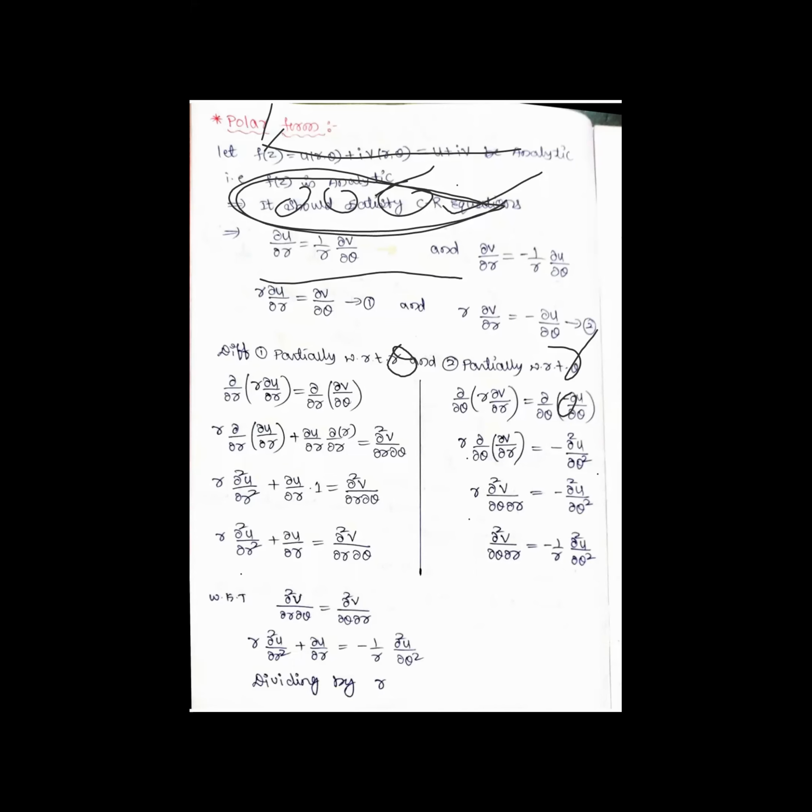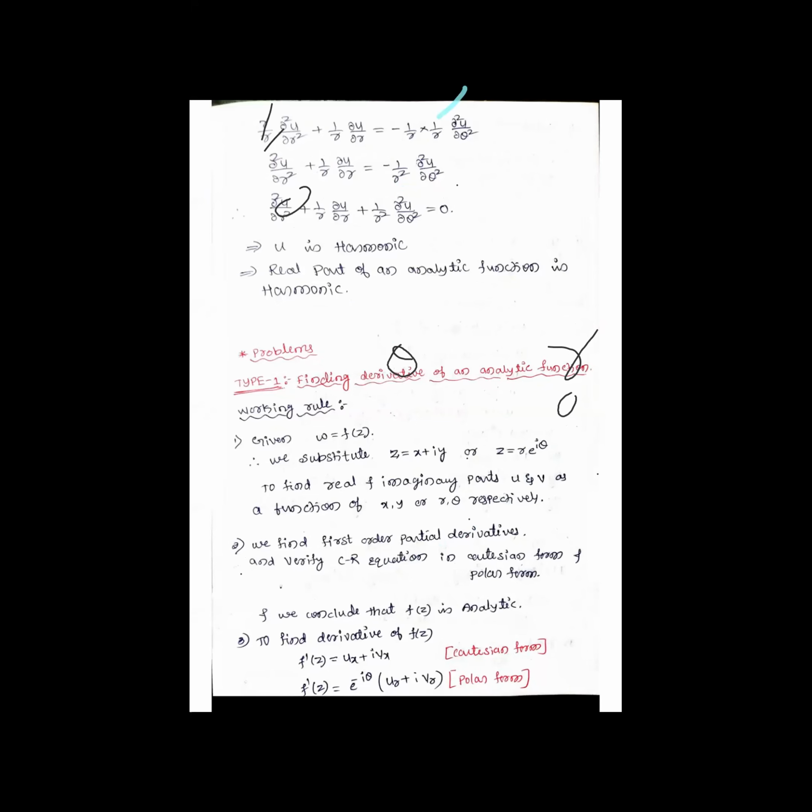In that case, what you are getting is, when v is harmonic, instead of u, here you are getting v, here v, here v. That is dou square v by dou R square plus 1 by R dou v by dou R plus 1 by R square dou square v by dou theta square is equal to 0. So you can say that v is harmonic. Therefore, v is nothing but the imaginary part. So the imaginary part of an analytic function is harmonic. Please do it, otherwise I'll send the notes.